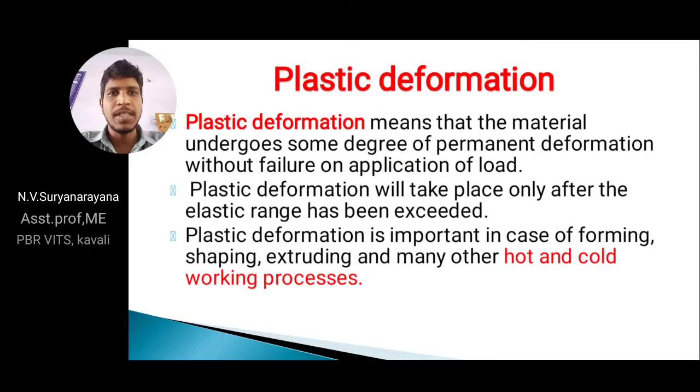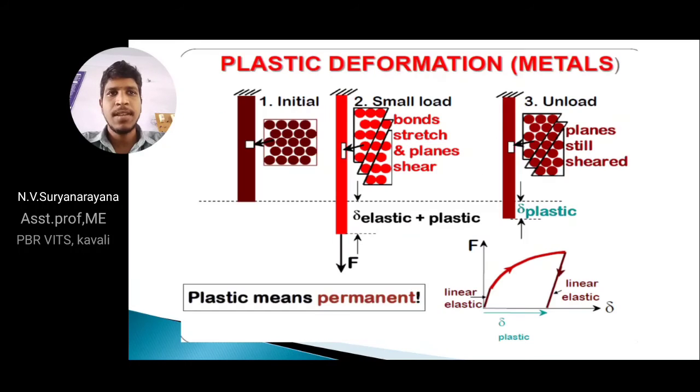Plastic deformation is important in the case of forming, shaping, extruding and hot and cold working processes. And next, plastic deformation of metals: initial, small load, unload. In this, compared to elastic nature, plastic deformation varies. In elastic nature, we observe that the first figure and third figure are both the same. But coming to plastic deformation of metal, the first figure and third figure are not the same.